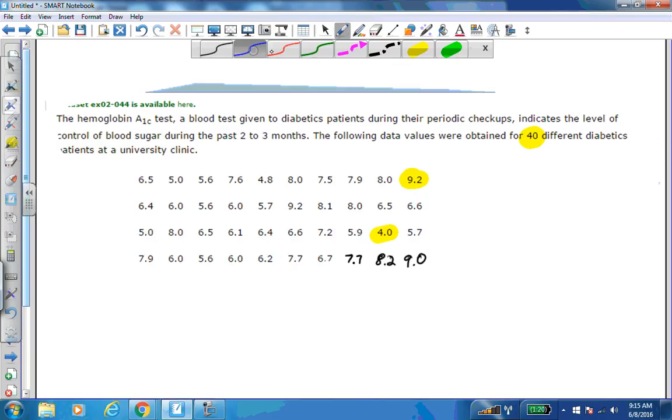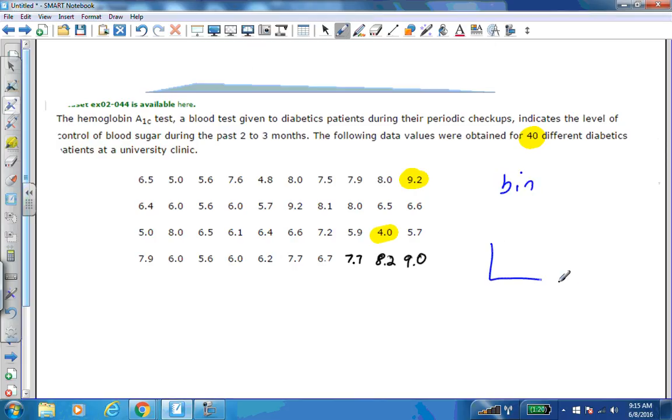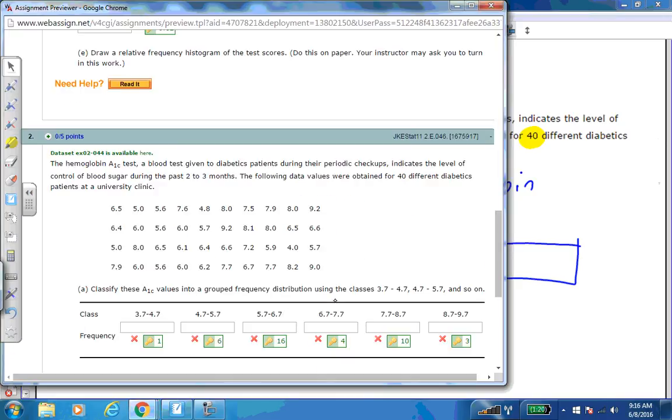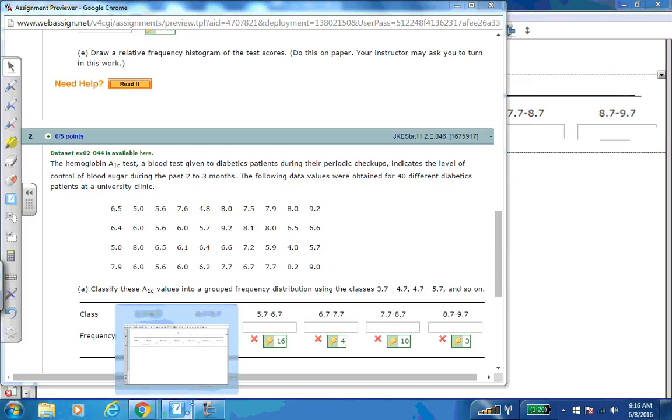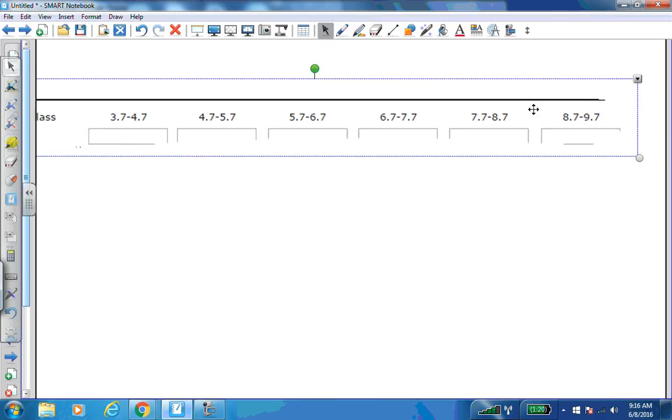When you think about a bin, I think about a box, like a laundry bin or a mail bin. That's just a group, a place to store similar items. So the first part of the question, they ask us to count up how many fall into each of these classes. Let's copy this over.